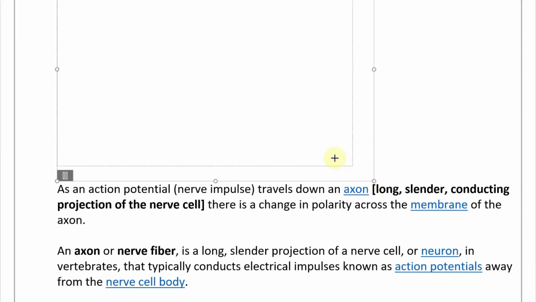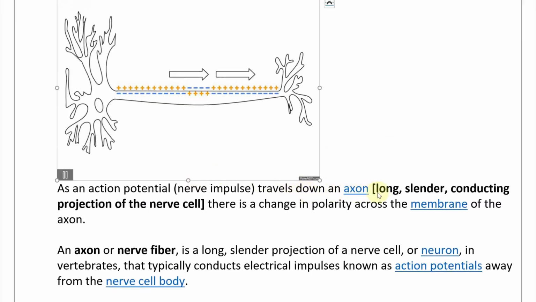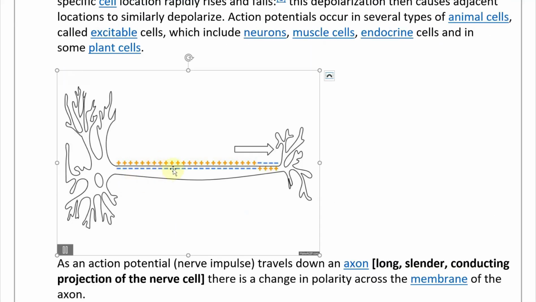Here's an illustration of it. As an action potential, a nerve impulse travels down an axon, a long, slender, conducting projection of the nerve cell. There is a change in polarity across the membrane of the axon. Alright, so here's this video here. So basically, an action potential is a changing polarity. Let's say you have all plus on one side, this is the nerve, the main cell area, and then the axon is this long, slender path right there.